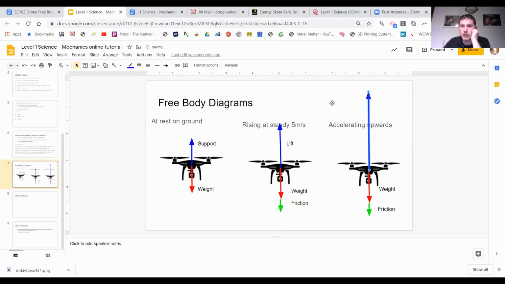It's a good idea for your diagrams, if the object is accelerating, to make the force in the direction it's accelerating clearly bigger, so that there's no doubt in the marker's mind as to whether you understand the concept or not. So there's our lift. Lift is much bigger than the combined weight and friction, and so the net force is upwards, and the object is accelerating upwards. Any questions around that?